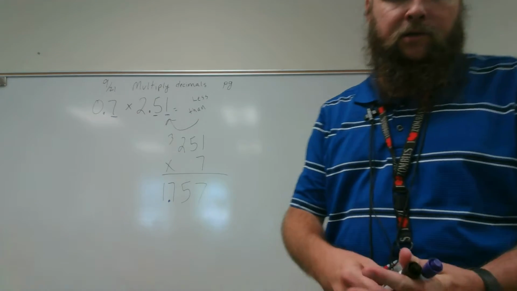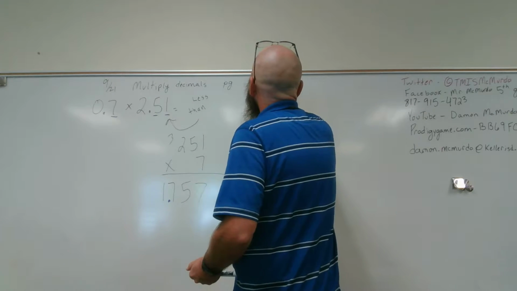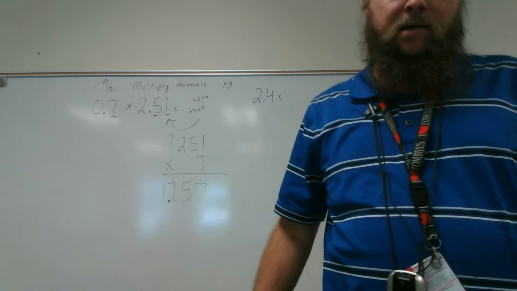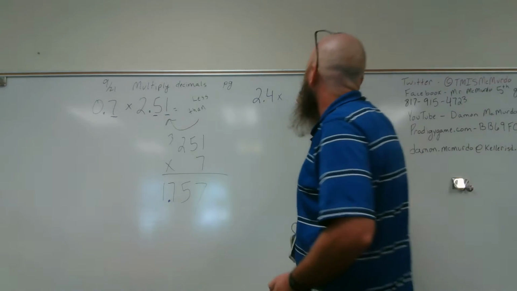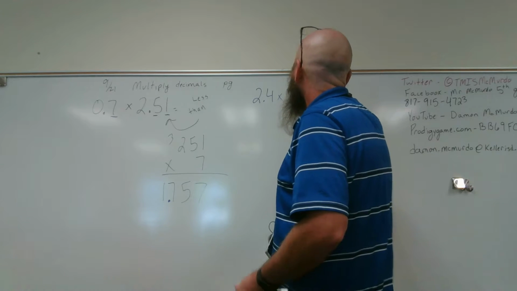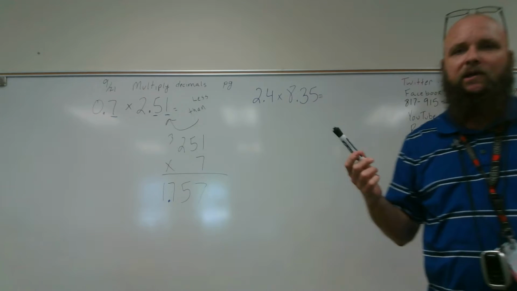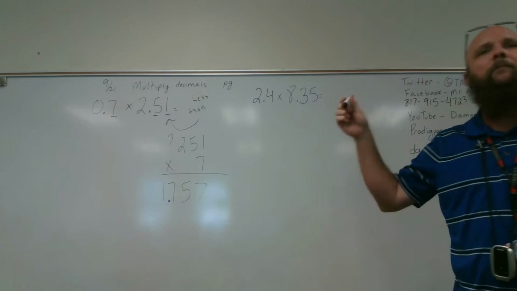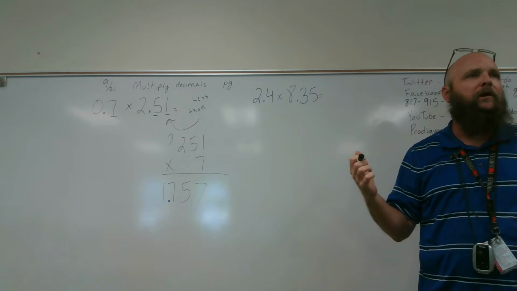Let's do 2 and 4/10 multiplied by 8 and 35/100ths. First thing I'm doing is I'm going to get a general estimate. I'm not getting an estimate that's within 1 or 2. The purpose of it is to help me when I'm placing my decimal point.